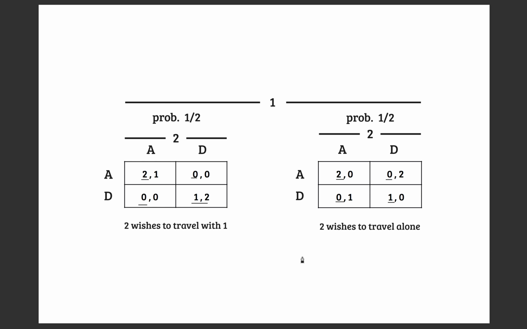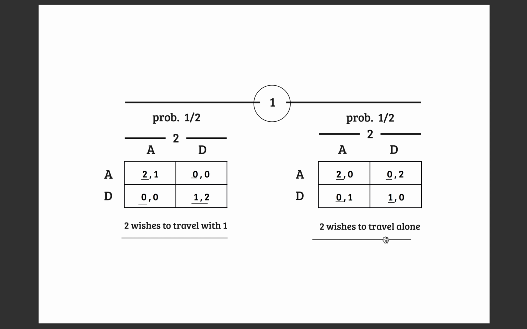But what happens here? Player 1 doesn't know if player 2 is going to choose this one or this one. I mean, player 1 doesn't know what the preferences of player 2 are. Doesn't know if player 2 wishes to travel with player 1 or wishes to travel alone. So let's say, for example, that with probability 1/2, player 2 wishes to travel with player 1, and with probability 1/2, player 2 wishes to travel alone.